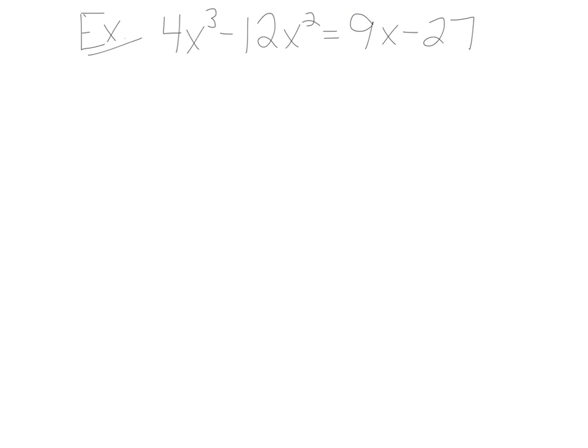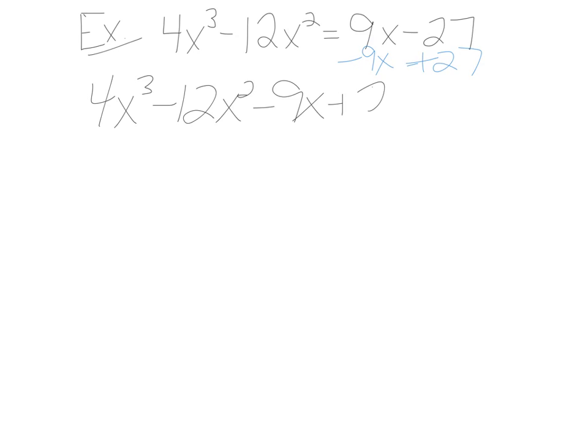Now we want to solve 4x cubed minus 12x squared equals 9x minus 27. We need to move all of our terms over to the left side and have the equation equal 0. So I'm going to subtract 9x from both sides and add 27. Now we have 4x cubed minus 12x squared minus 9x plus 27 equals 0. I don't have a greatest common factor. I have 4 terms. So the type of factoring that works sometimes with 4 terms is grouping. I'm going to group together the first 2 terms and the last 2 and see if there's anything I can take out.